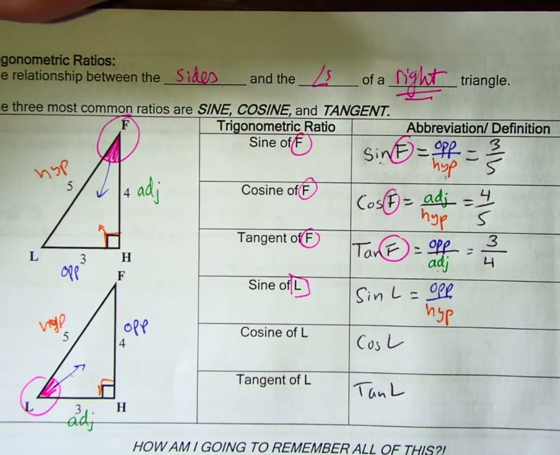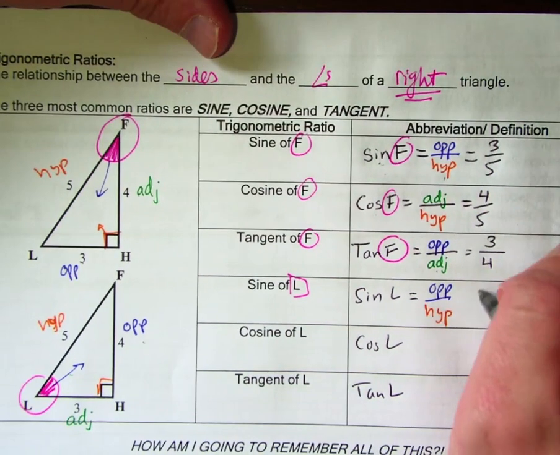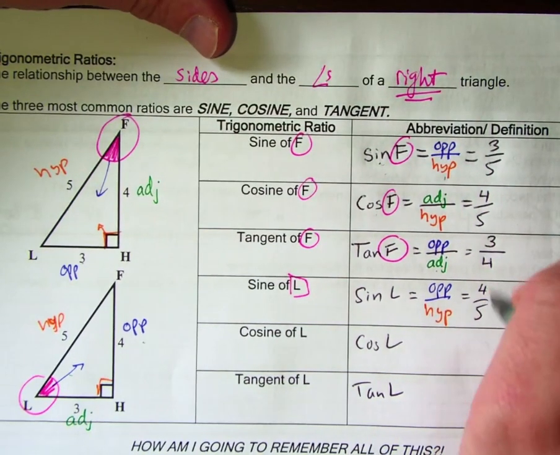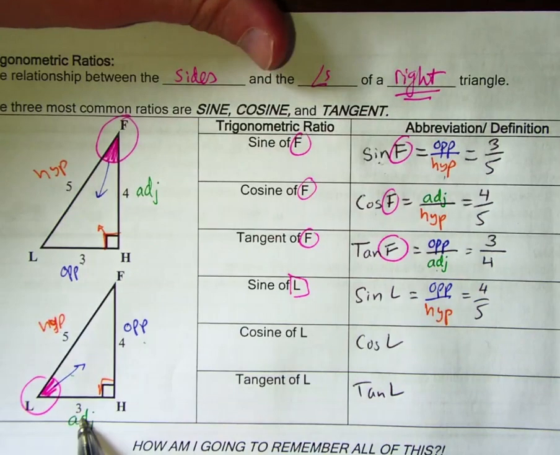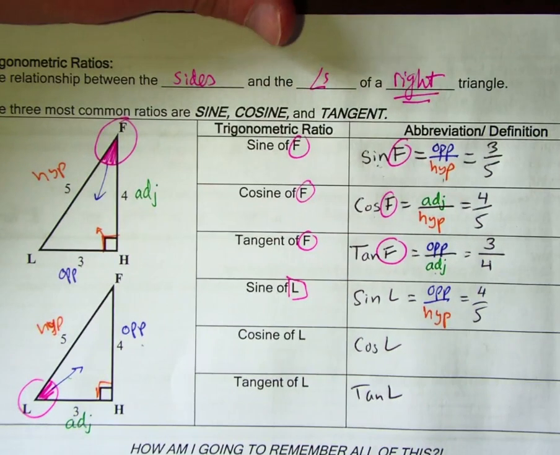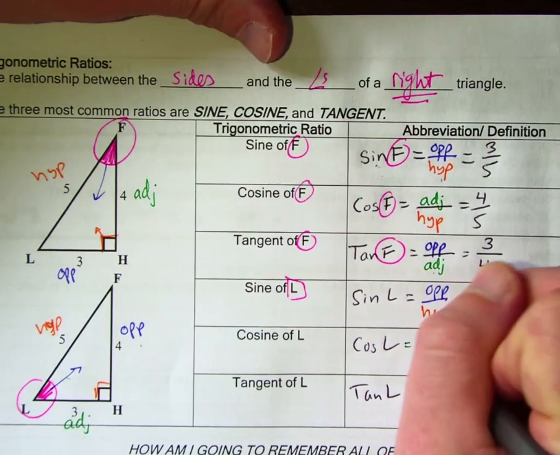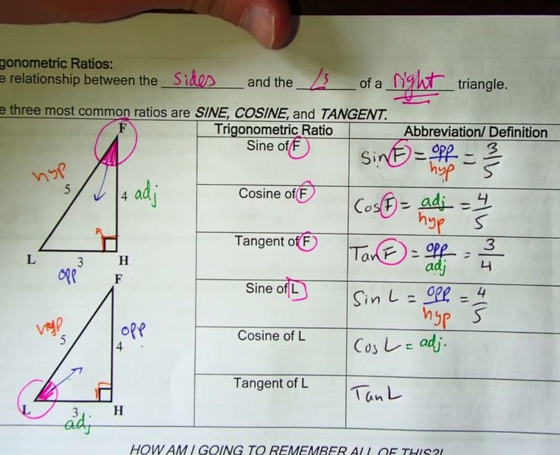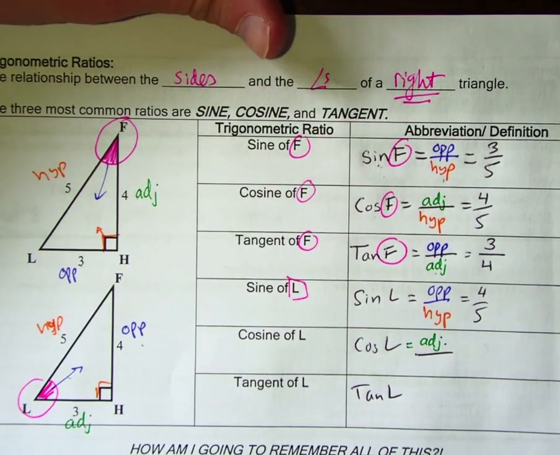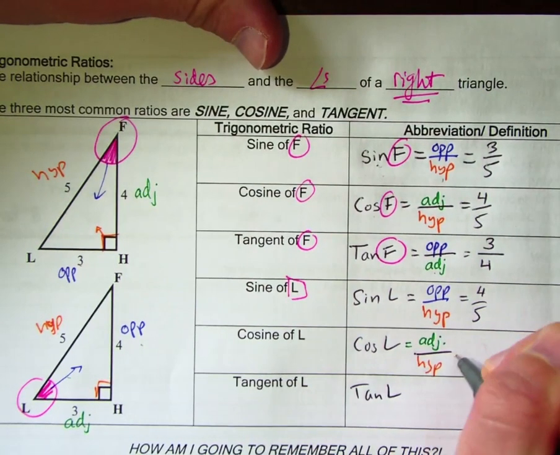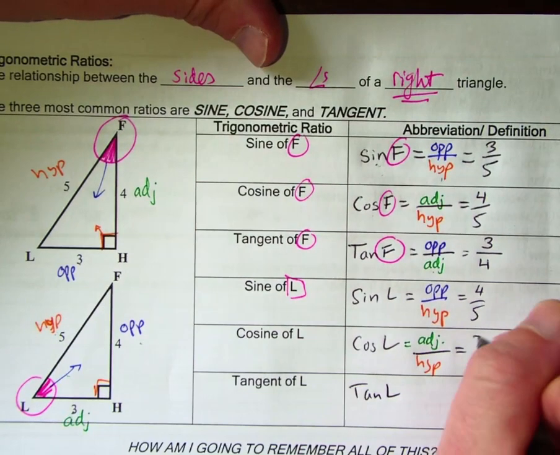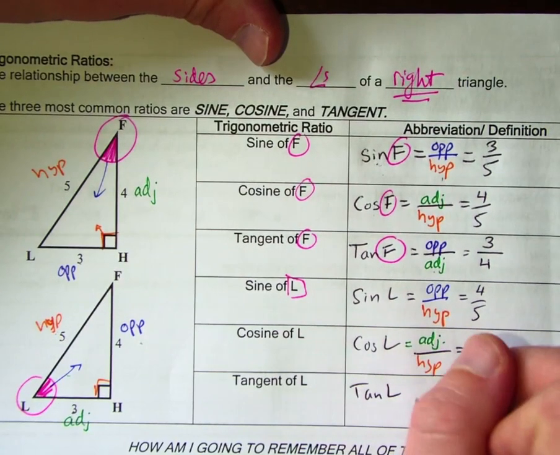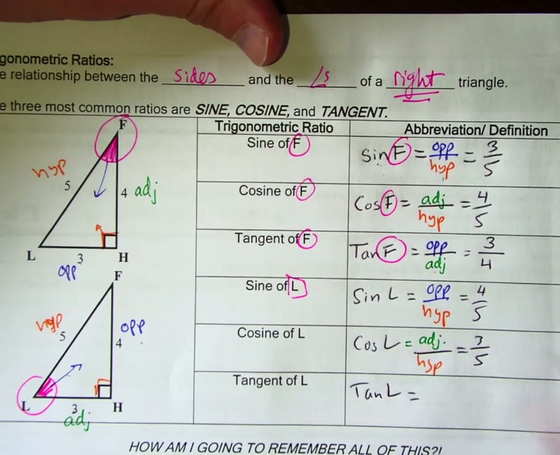And so for us, opposite is 4, hypotenuse is 5. You would reduce if you could. Cosine of L, adjacent over hypotenuse, is 3 over 5. Adjacent is 3, hypotenuse is 5. And finally, tangent of L.